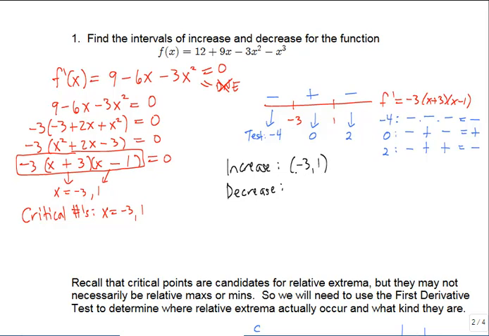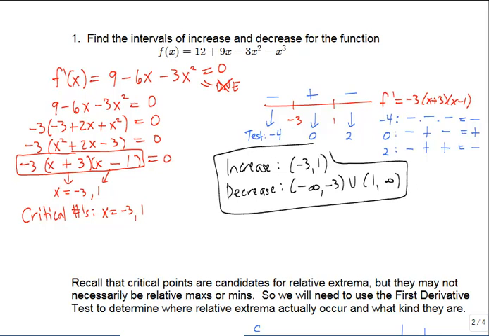And notice that I'm using parentheses around those endpoints because at negative 3 and 1, at those critical numbers, we're not technically increasing or decreasing. Now to the left of negative 3, I had a negative sign, so that means I'm decreasing over here, and that would be the interval minus infinity up to negative 3. And over here to the right of 1, that would be from 1 to infinity. And I want both of those, so I'm going to put a union in between. So here are my intervals of increase and decrease.